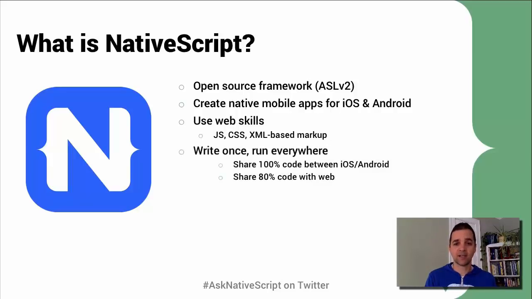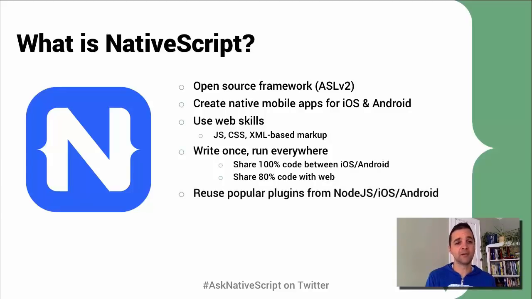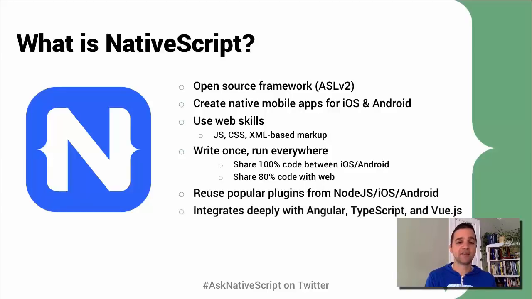You are writing once and running everywhere. That means virtually 100% code sharing between iOS and Android. Maybe 100%, maybe a little less, depending on your app. We also tout up to 80% of code sharing with existing Angular or now Vue web apps. Now, Jen Looper is going to chime in on this topic today. NativeScript also lets you reuse popular plugins from the Node ecosystem, iOS CocoaPods, Android jars, all without rewriting anything. And of course, NativeScript features deep integration with Angular, TypeScript, and now Vue.js.